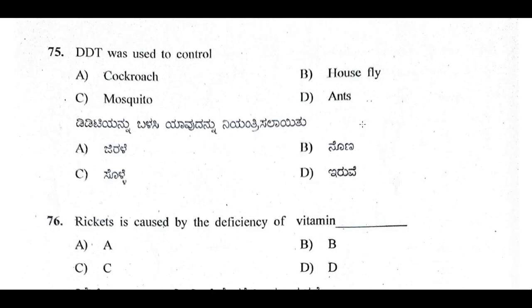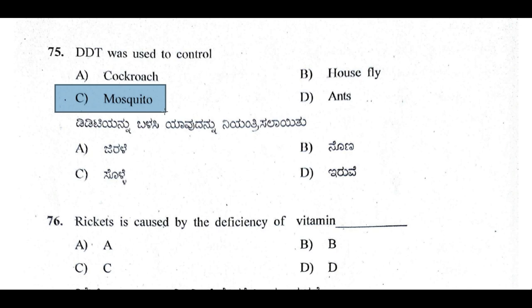Coming to question number 75, DDT was used to control. Option A, cockroach. Option B, housefly. Option C, mosquito. Option D, ants. So what is this DDT? DDT is dichlorodiphenyltrichloroethane. DDT was used to control malaria. So the right option is mosquito.